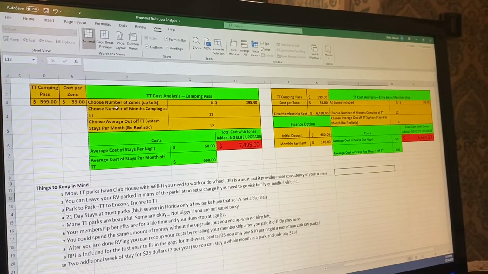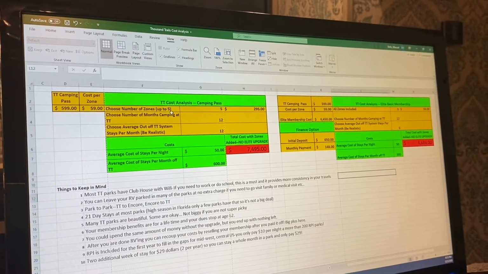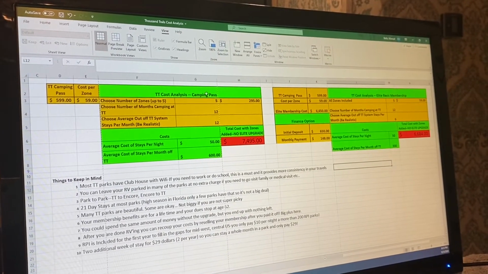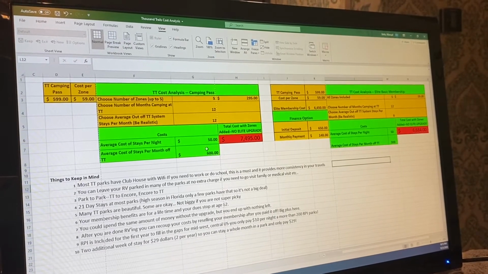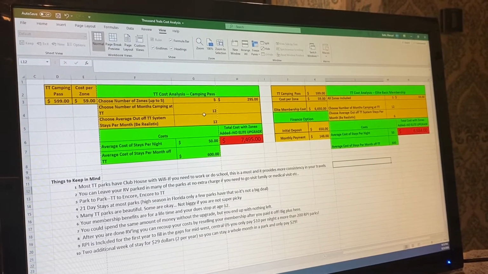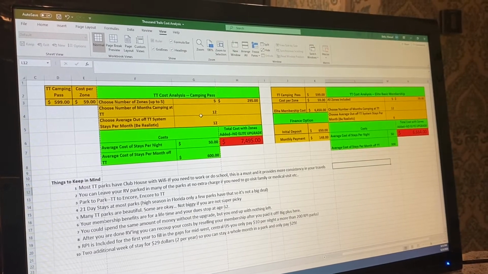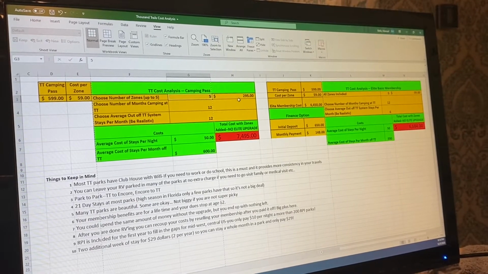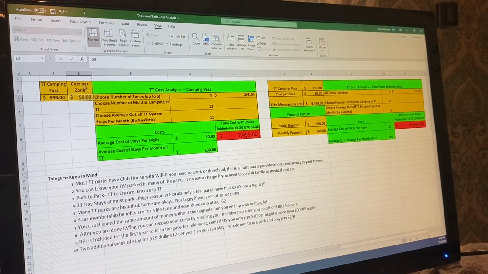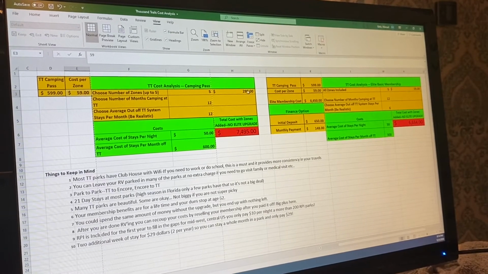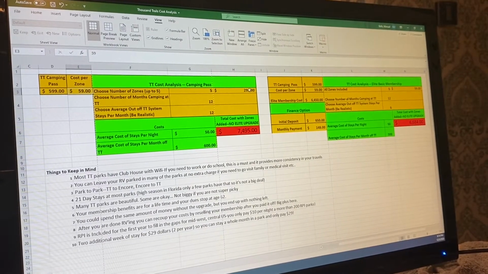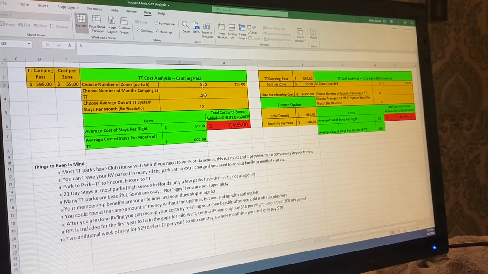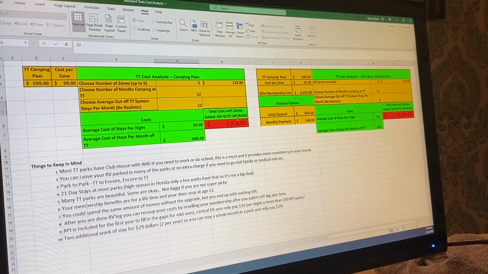So we have choose number of zones. You can do up to 5, as you may know, with Thousand Trails. This is with the camping pass again, and you buy the zones. So if you're doing 12 months, we are assuming that you're going to be doing this full time, at least for 12 months. So with the 5 zones, they're $59 each. This is the cost right here for that item, and it's $295. Now you can change this if you want, and that will automatically update your cost.